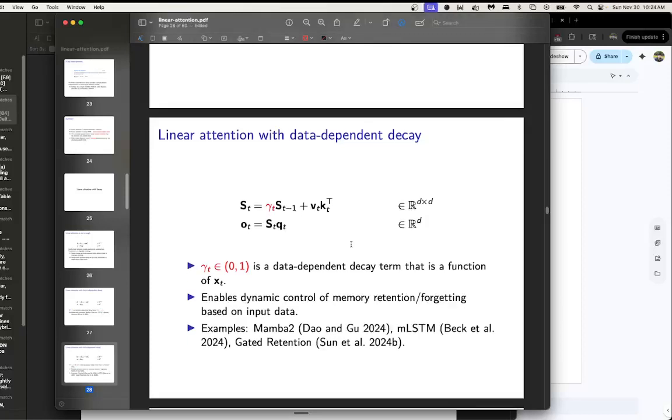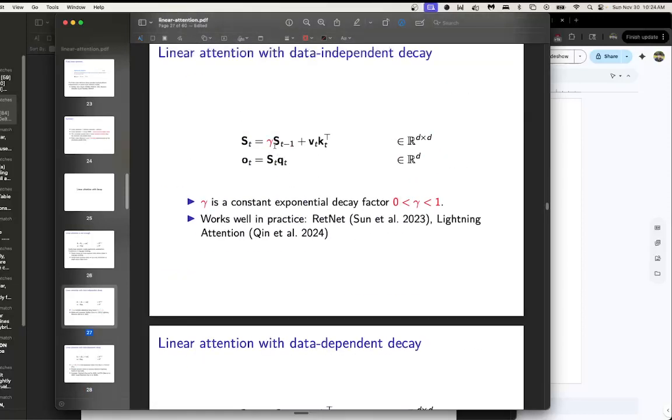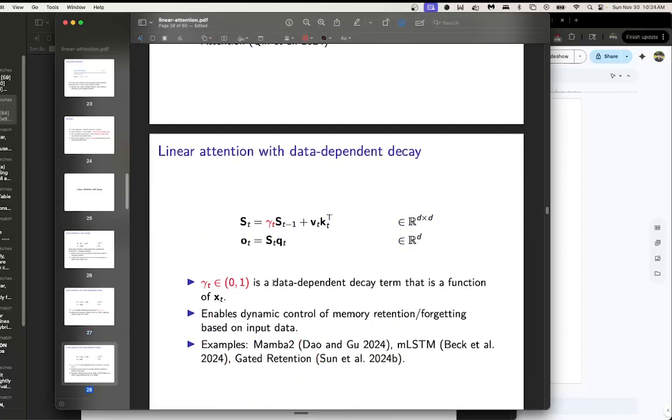People went a bit further and started saying, okay, instead of a constant decay factor, why don't we try a data-dependent decay factor that is computed for every x of t, every token. We have a data-dependent decay term.